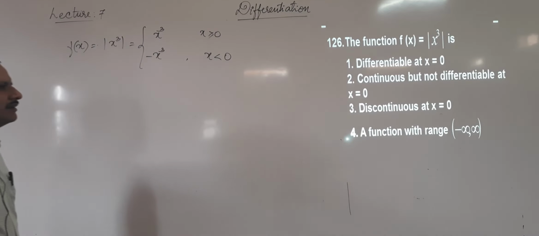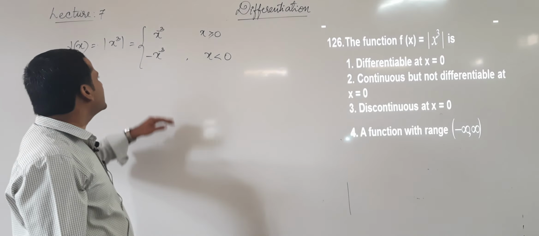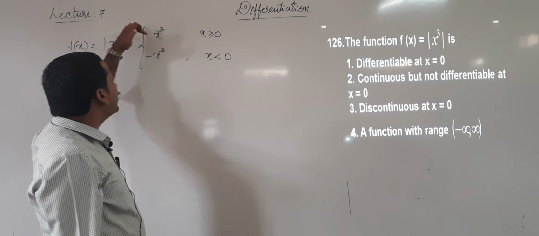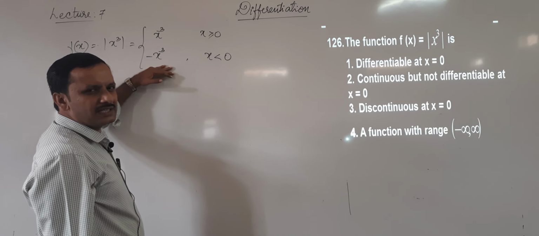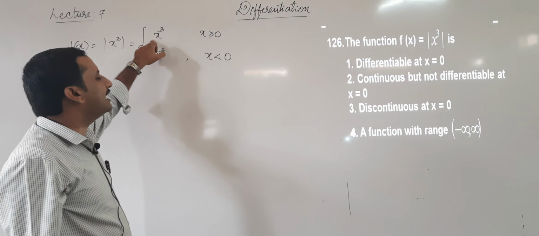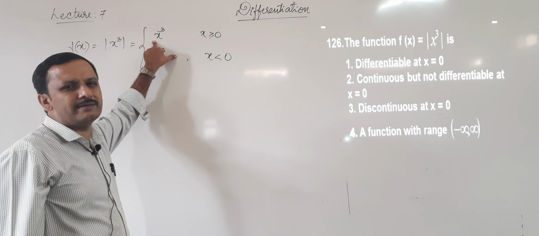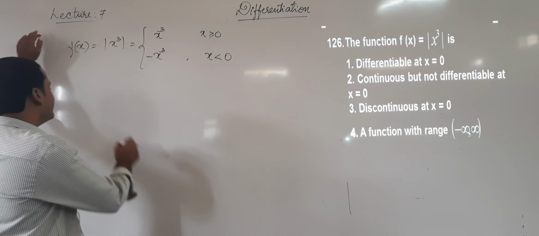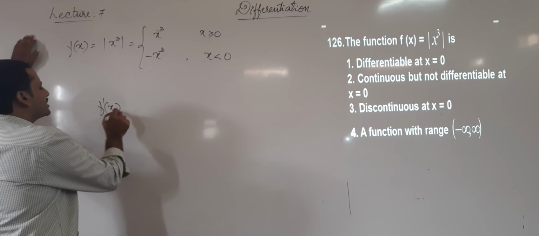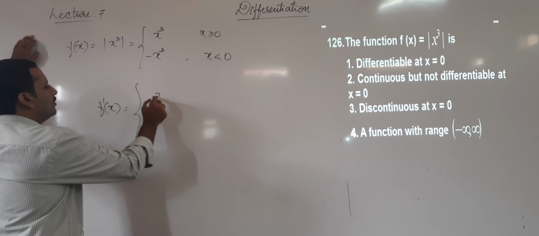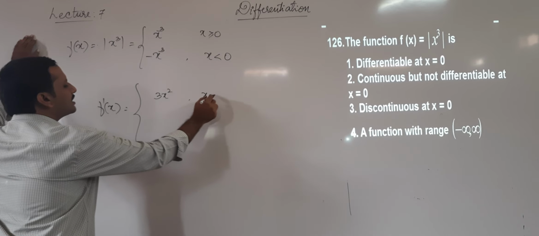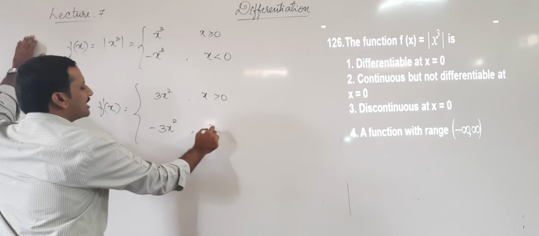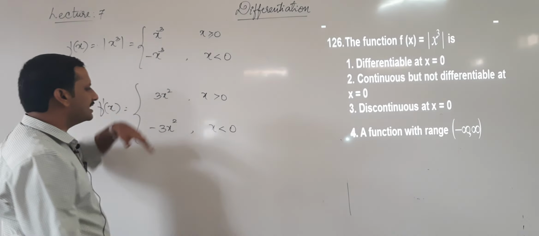Now continuity we want to check, right? Put x equal to 0. At 0 only we have to check. So left hand limit we get minus 0, that means 0 only, and right hand limit is 0. Left hand limit is 0, right hand limit is 0 at 0. So function is continuous at x equal to 0. Then f dash of x, that will be equal to 3x square if x is greater than 0, because at 0 we don't know what happens, minus 3x square if x is less than 0.